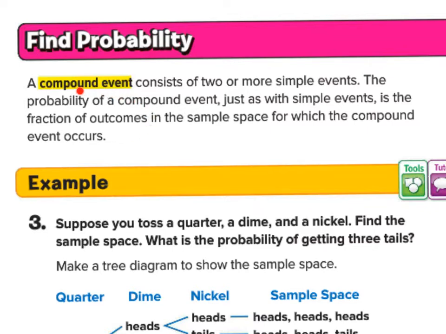Now, what we mean by compound event is 2 or more events happening at the same time. Okay, so that's what they're saying here, 2 or more events happening at the same time. Now, the probability of a compound event is very similar to a simple event, except it's being combined with other events happening at the same time. That's what we're trying to say. Now, let's look at this example to further understand.